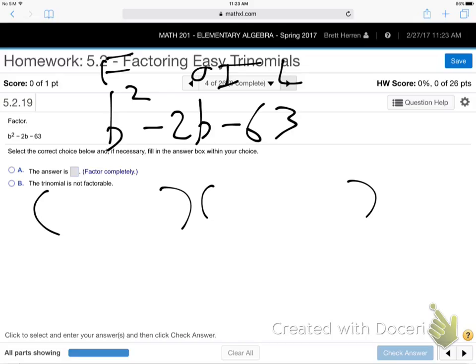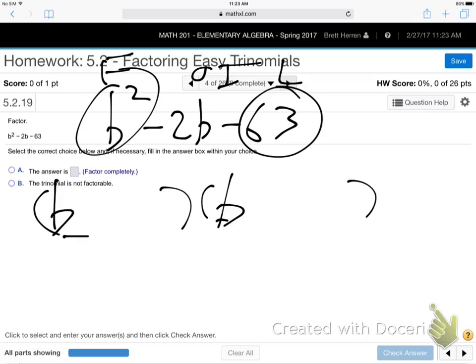But, all right, so we good with this one? Front times front to be front. So that's B and B, right? So far, so good. And now, last times last to be 63. Don't worry about the negative. Remember, I don't do the signs until I get to the middle. That'll be easier for you. 9 and 7.